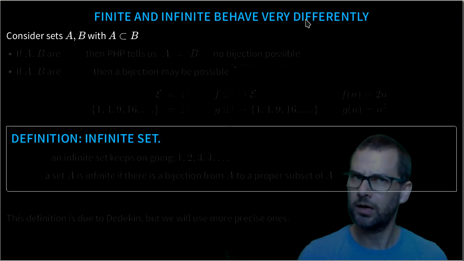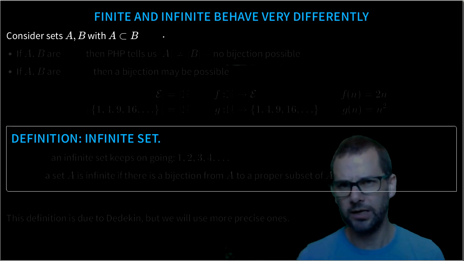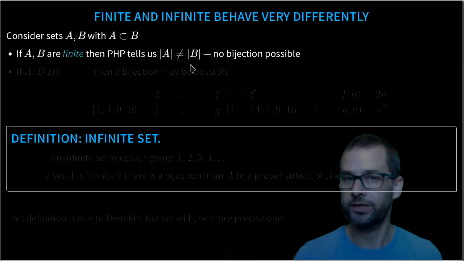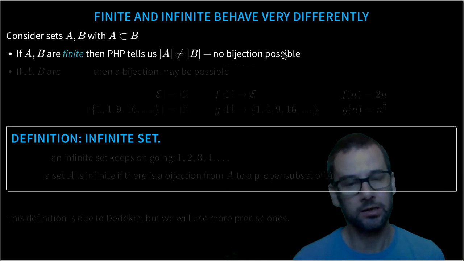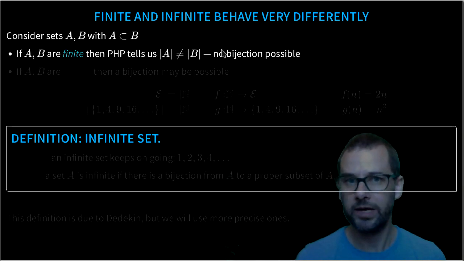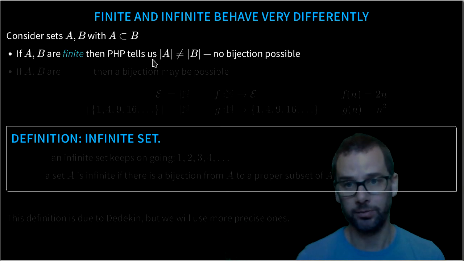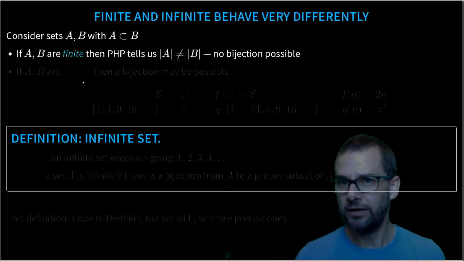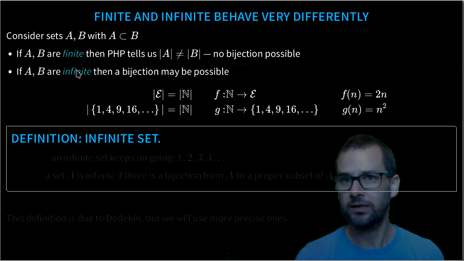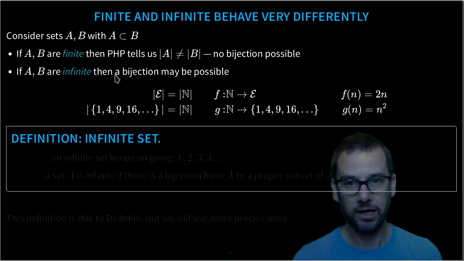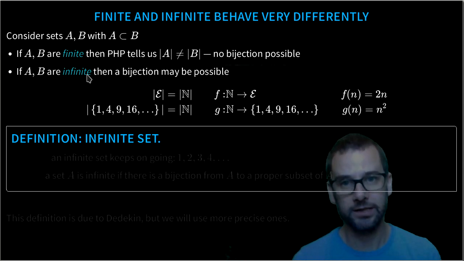So let's underline this. If we have finite sets A and B, with A a strict subset of B, then the pigeonhole principle tells us we cannot construct a bijection. We can't construct a bijection between these two sets, and we proved this before using the pigeonhole principle. On the other hand, if A and B are infinite, then a bijection between these two infinite sets may be possible.